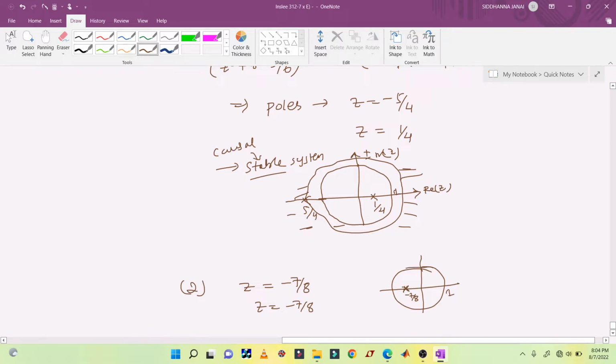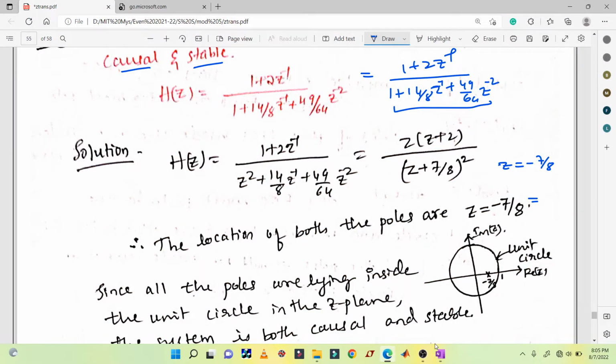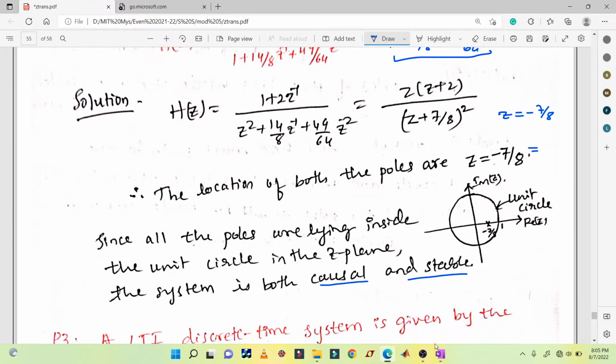All the poles are inside the unit circle, and we can draw the ROC including the unit circle. This is what is required to show that a system is stable as well as causal. It has to be outside the outermost pole. So the outermost pole is minus 7/8, and it should include the unit circle. That is what we have done. So because of this, the given system is both causal and stable. That is what I have written here.